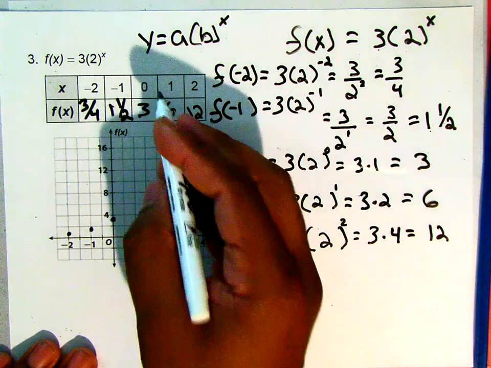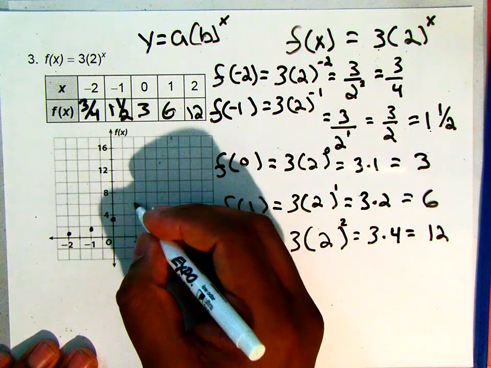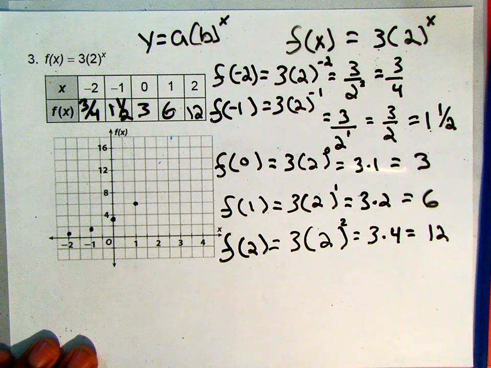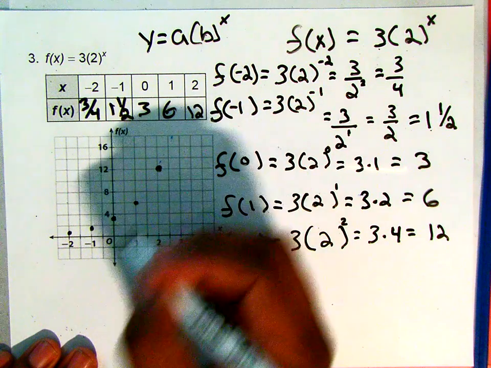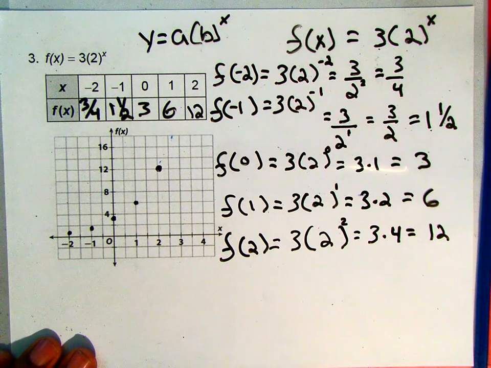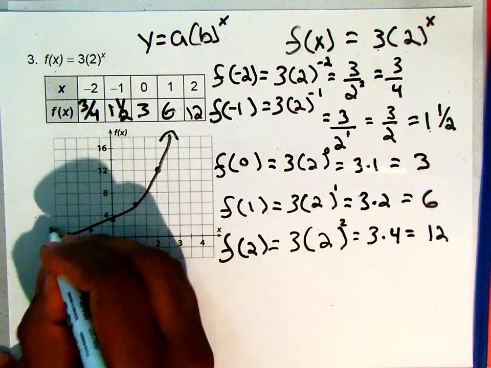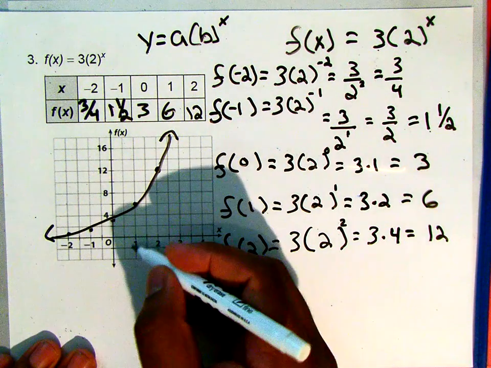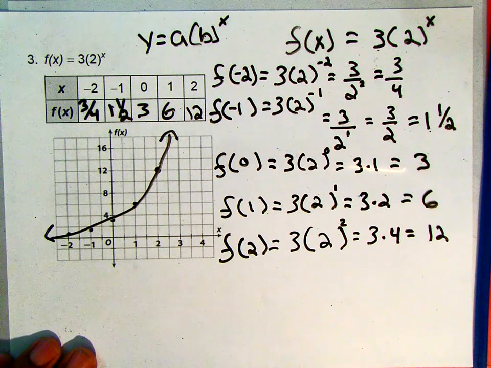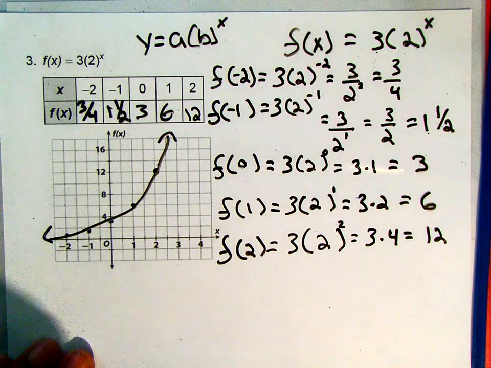Okay. When I go to 1, it's all the way up to 6, which is here. And when I go to 2, it's all the way up to 12. Okay. And then you draw a line the best you can. And this line will keep going, it'll never cross. It just gets smaller and smaller without crossing this line here. Okay. And that's the exponential function.